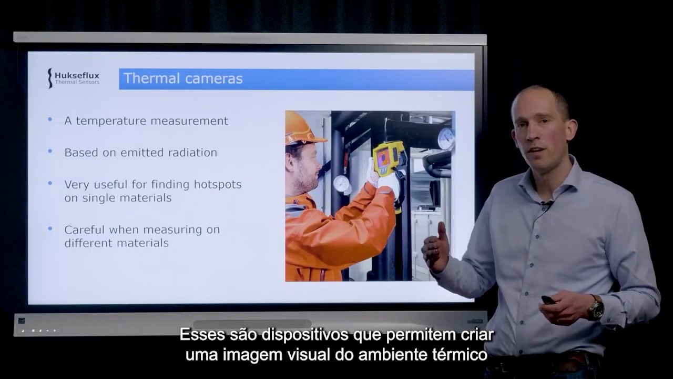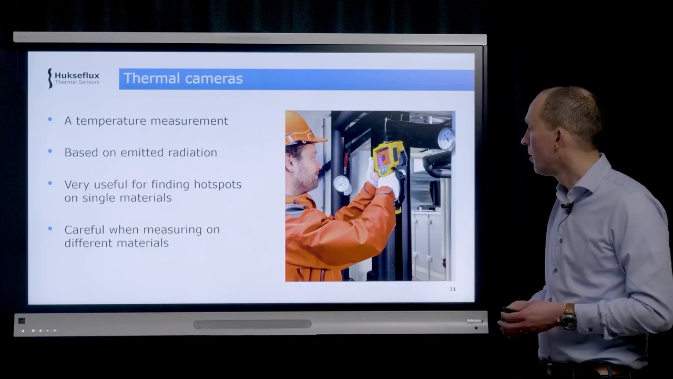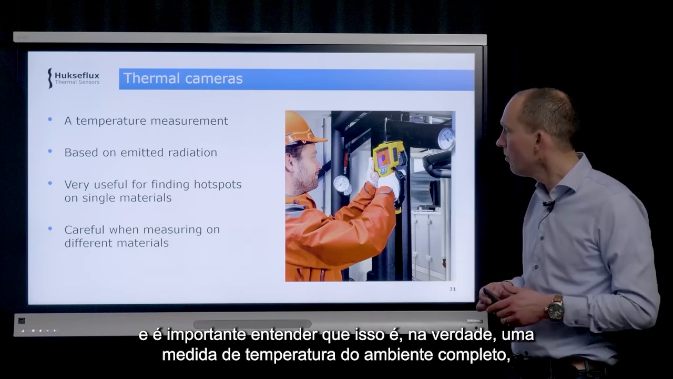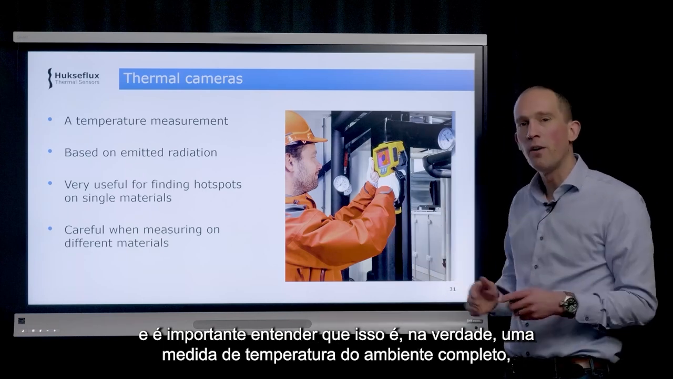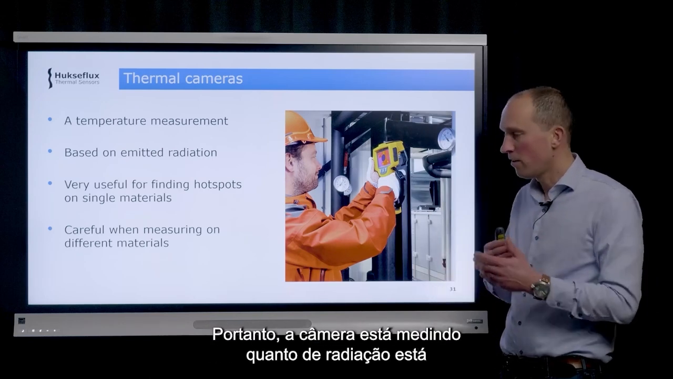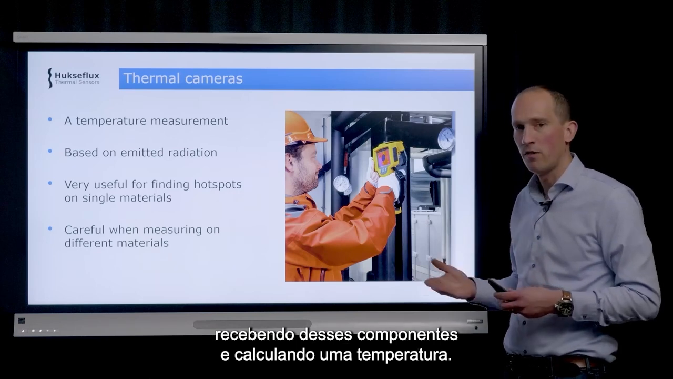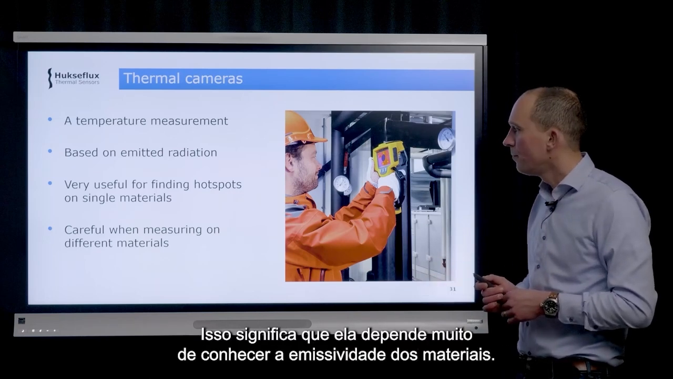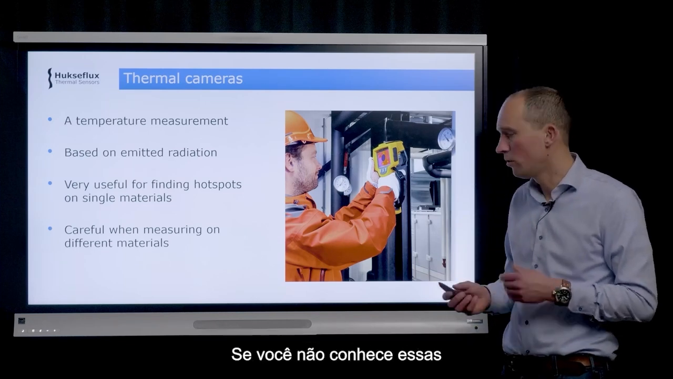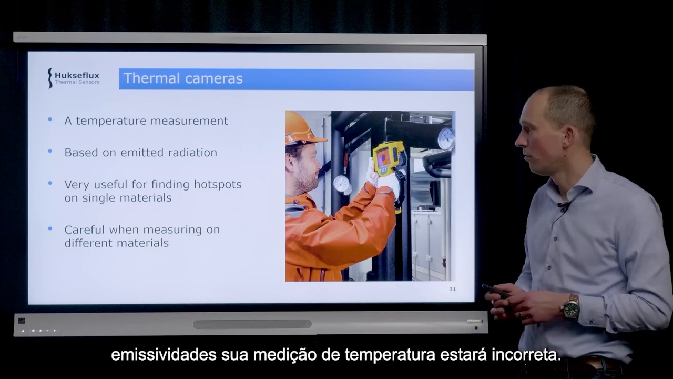These are devices which allow you to make a visual picture of the thermal environment. And it's important to understand that this is in fact temperature measurement of the complete surroundings, but it's based on emitted radiation. So the camera is measuring how much radiation it is receiving from these components and calculating a temperature. That means that it's very reliant on knowing the emissivity of the materials. If you do not know these emissivities, your temperature measurement will be off.